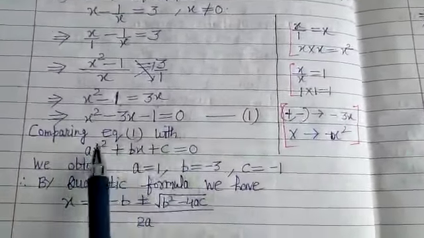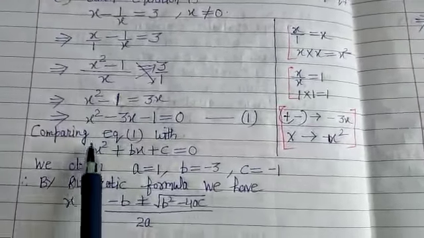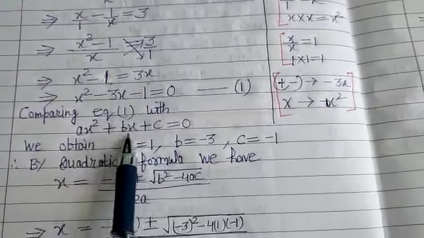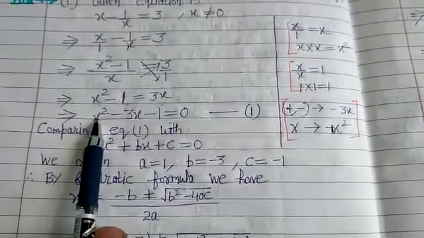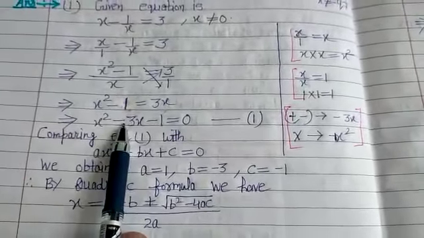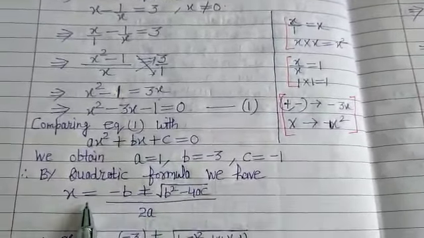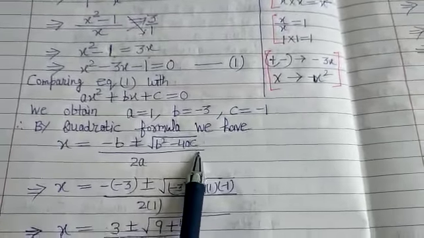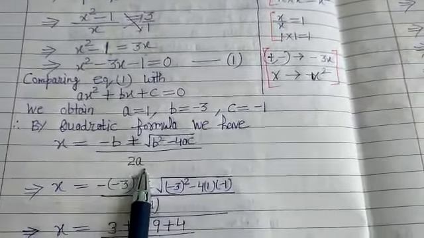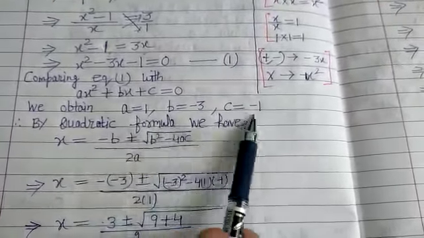So we will solve it by another formula, known as the quadratic formula, comparing equation number 1 with the standard quadratic equation, that is ax square plus bx plus c is equal to 0. After comparing, you see the value of a is 1, b is minus 3, and the value of c is minus 1. So by the quadratic formula, we have x equal to minus b plus minus square root of b square minus 4ac, whole divided by 2a. Now we will substitute the values of a, b, c here. We know that a, b, c are the coefficients.